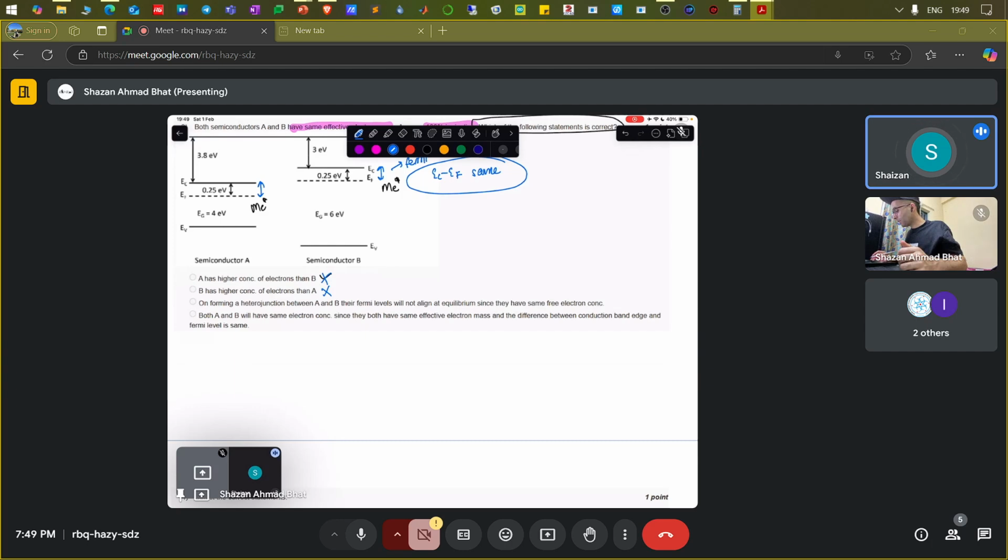On forming a heterojunction, their Fermi levels will not align at equilibrium since they have same free electron concentration. This is wrong because at equilibrium, Fermi level always aligns.